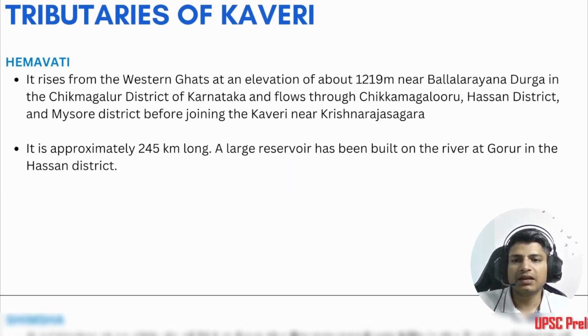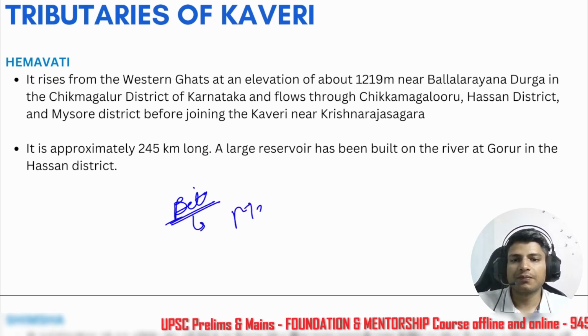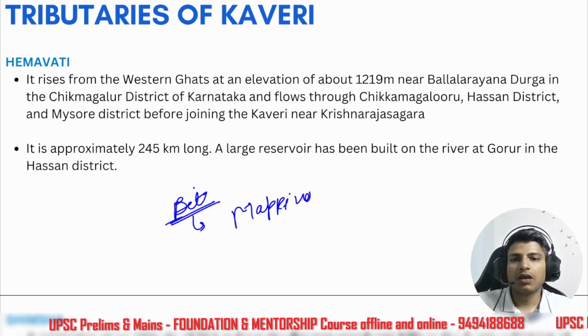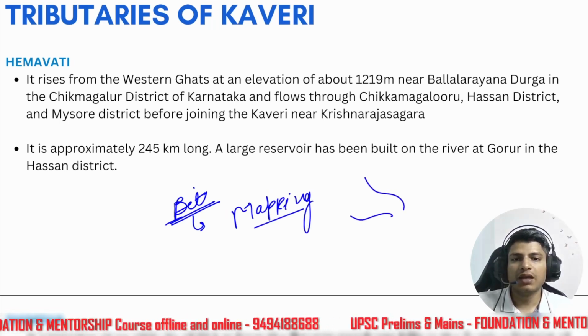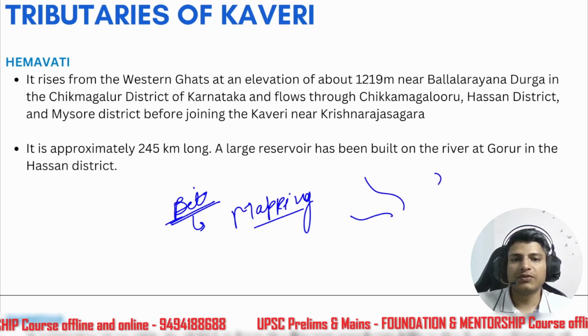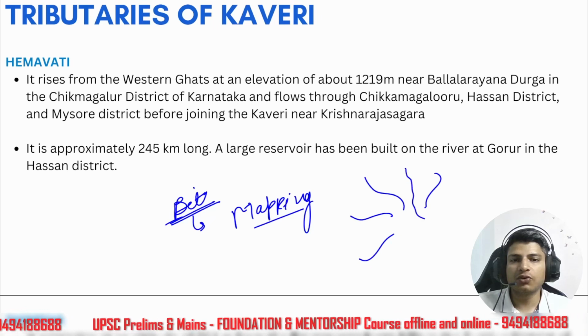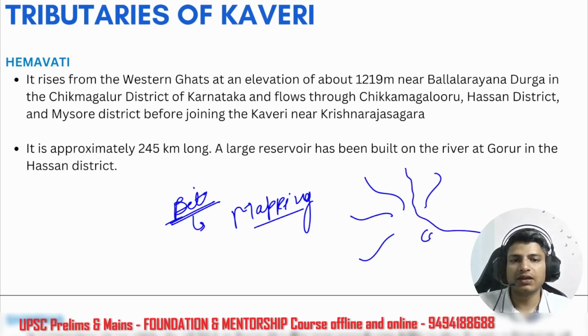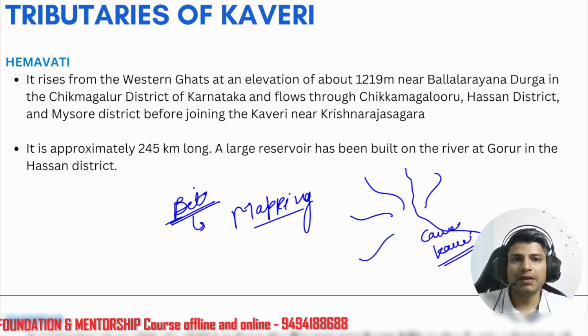Just remember that the best way to learn these rivers or anything is via mapping. If you see the reverse ones, that yes, okay, Harangi coming from here, Hemavati coming from here, all right, Shimsha coming from here, Kabini coming from here, and then you will be able to figure out, okay, they are all going into the Kaveri finally. Okay, so mapping is the best way.